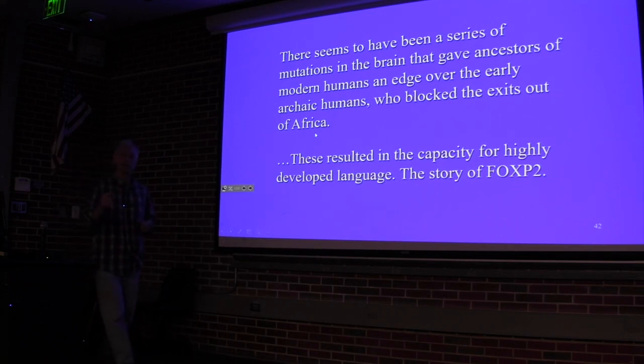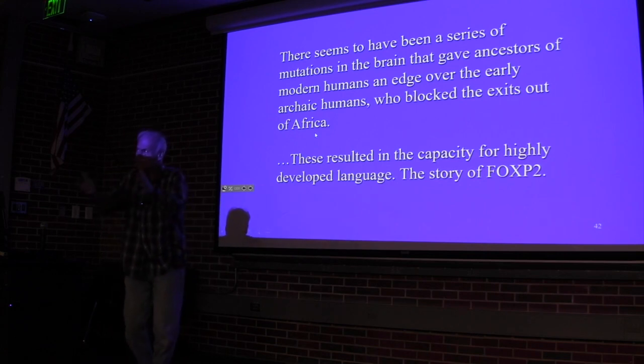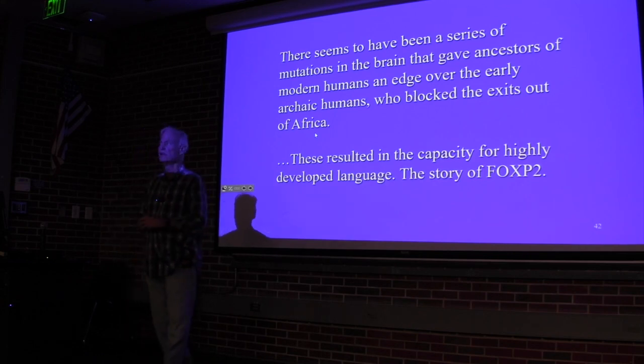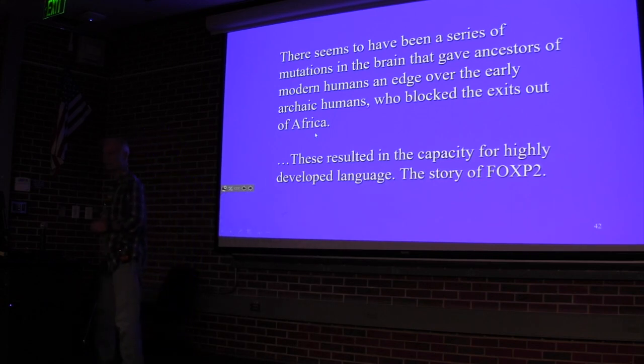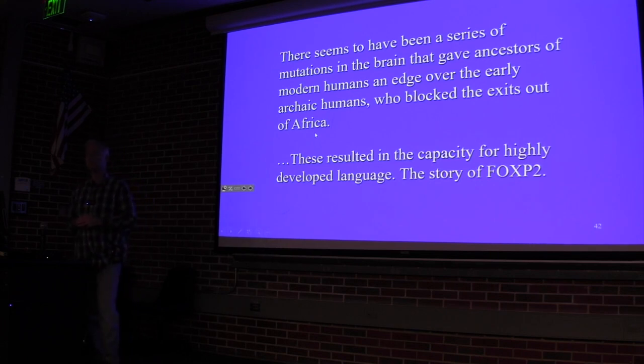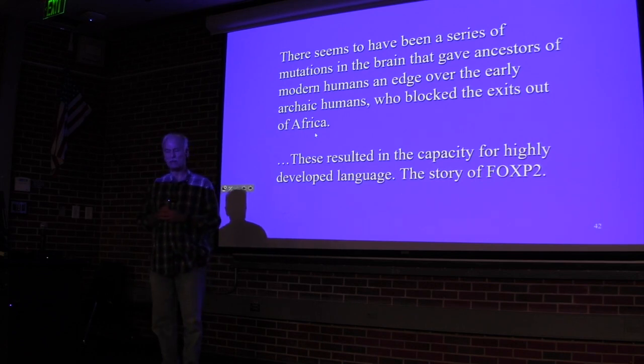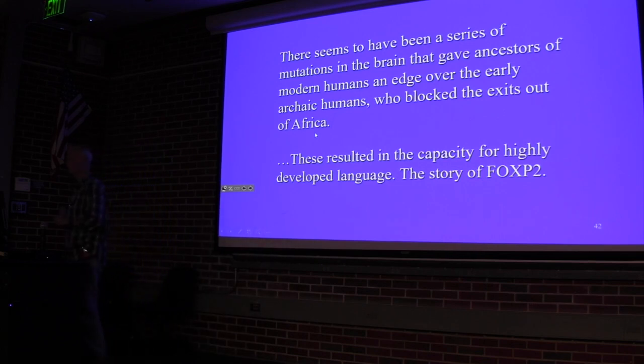FOXP2, if you mutate it in humans today, you can look through populations, and you don't mutate it, but you find people who have it mutated, and you'll see they have great difficulty with language. They can't construct sentences and things like that. If you look at it in birds and chimps, it's there. In birds, it seems to be related to the ability to repeat sounds, to mimicry, learning of a language, FOXP2.